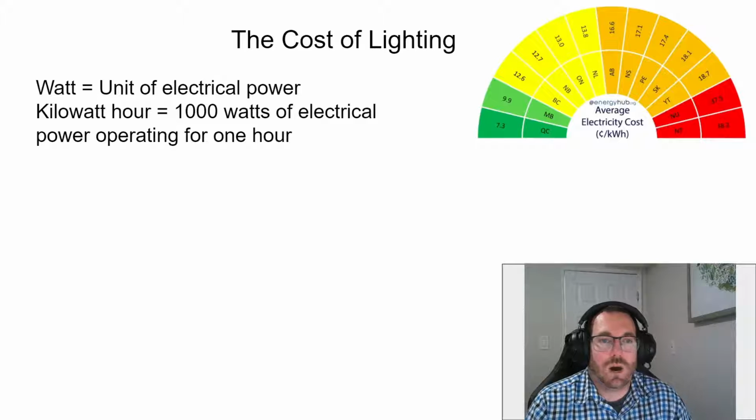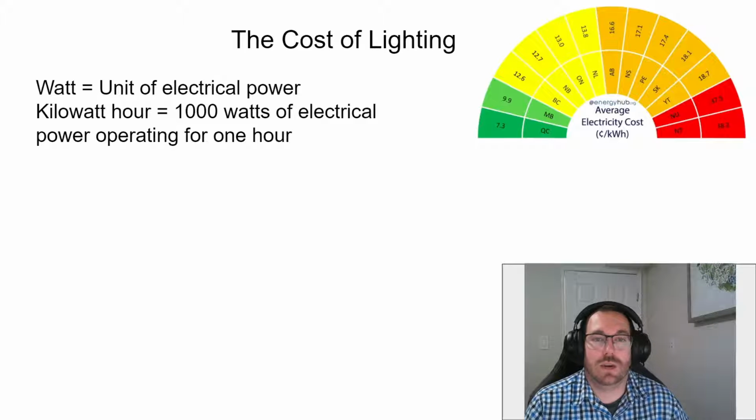The symbol for watts is a W. The symbol for kilowatts is a lowercase k and an uppercase W, and the symbol for kilowatt hours is kW·h, or kW per h.